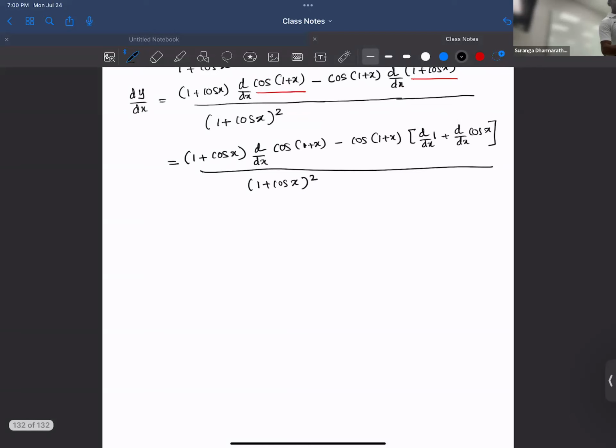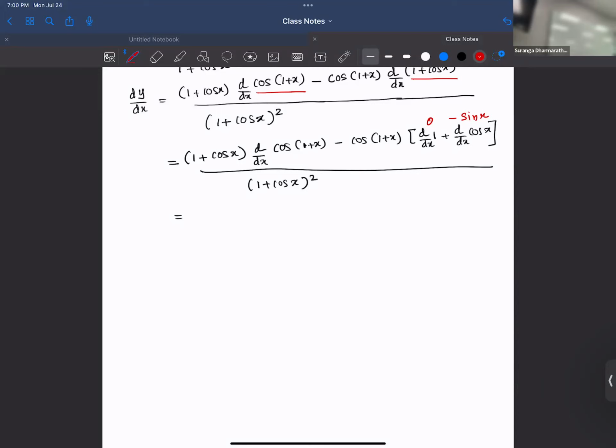Okay. So now this can be taken care of, right? What is the derivative of this one, d over dx of 1? 0. What is the derivative of d over dx of cosine x? Negative sine x. Very good. Now we know the answers for those. Now that part is done. Right? And then the next part.